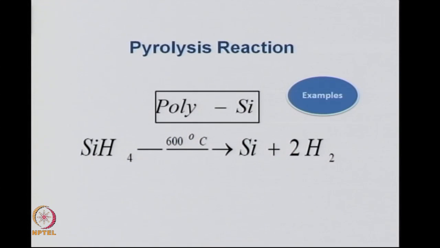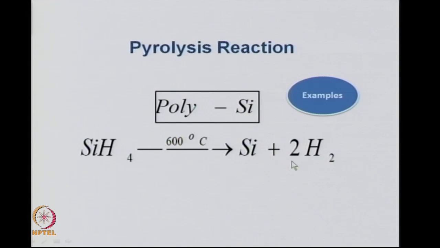So, if you take the first case, which we said is the pyrolysis reaction. This is a typical pyrolysis reaction where you want to make polysilicon. You take a gaseous species called silane, SiH4, and when you heat it at 600 degrees Celsius, it gives rise to silicon and hydrogen. So, basically you are heating these gas molecules over a substrate, and this decomposes to give you silicon, which forms the film on the substrate, and the hydrogen gas has to be taken out through the exhaust.